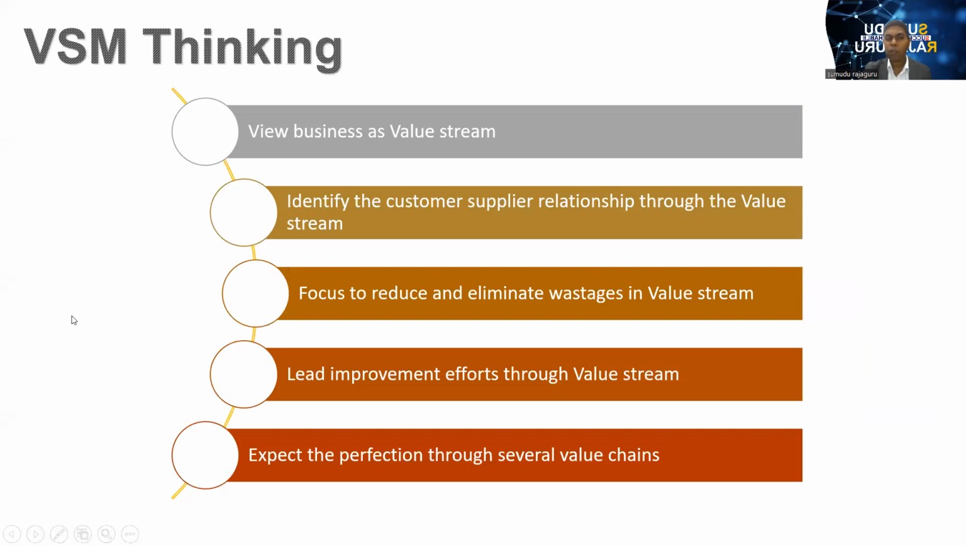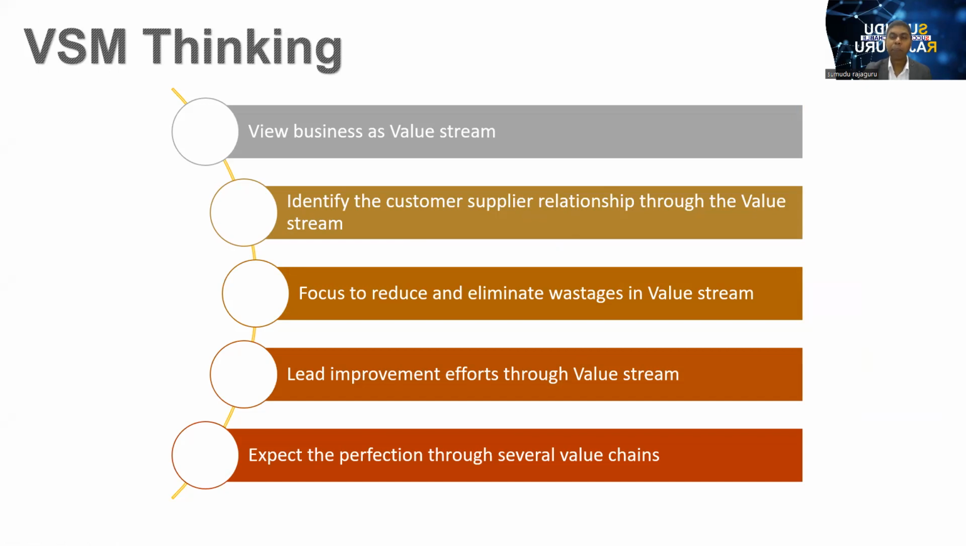So when we talk about VSM thinking, there are a few points we have to go through. VSM thinking: view business as a value stream. So we view all the business as a value stream. Identify the customer-supplier relationship through the value stream. Focus on reducing and eliminating wastes in the value stream. Lead improvement efforts through the value stream. Effect perfection through several value chains.